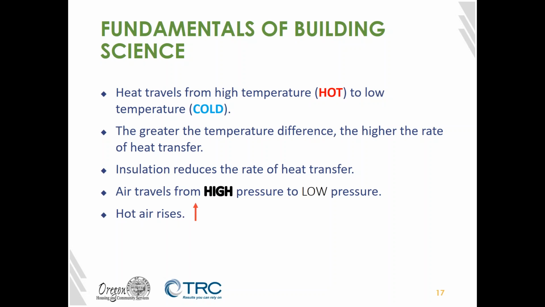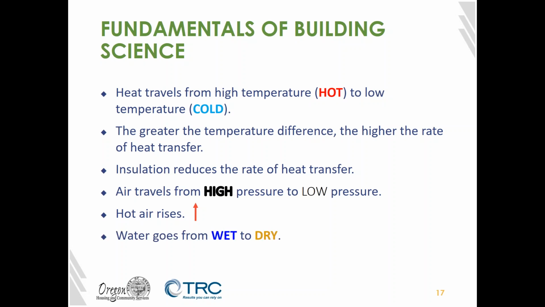Hot air rises. Frequently people say that heat rises. Heat doesn't actually rise. Heat, as we saw in the first bullet point, travels from high temperature to low temperature. Hot air, however, if you have a pocket of hot air, that hot air is less dense than the cold air, and because it's less dense, it's going to rise. So hot air rises, but heat doesn't necessarily rise.